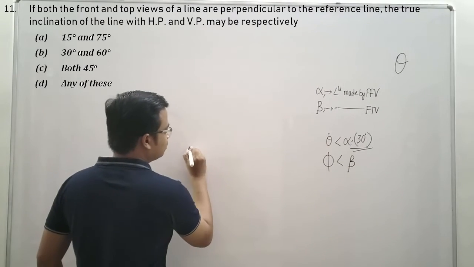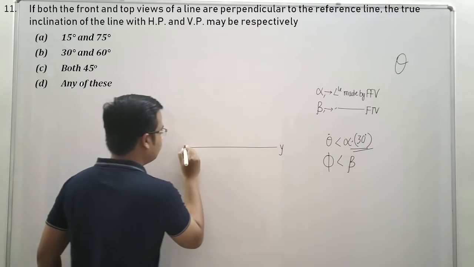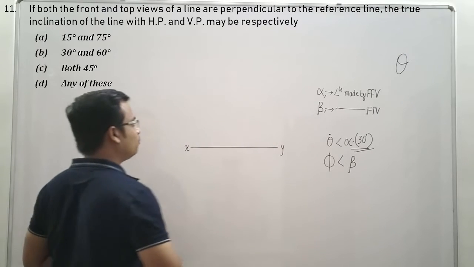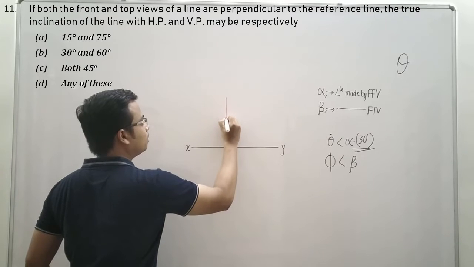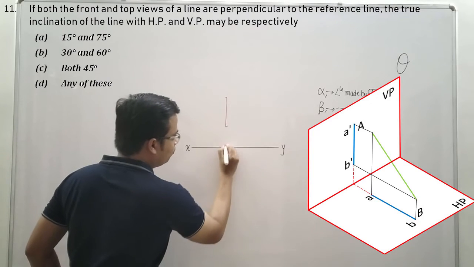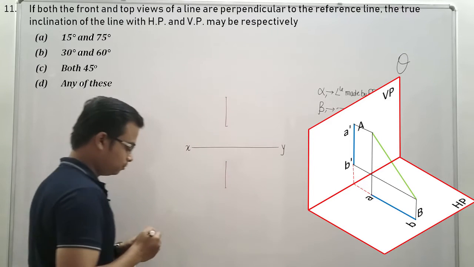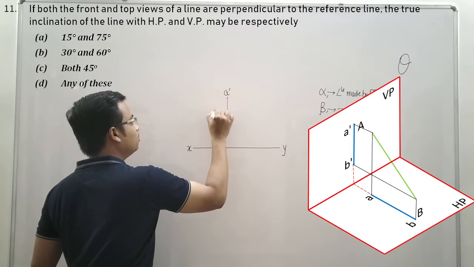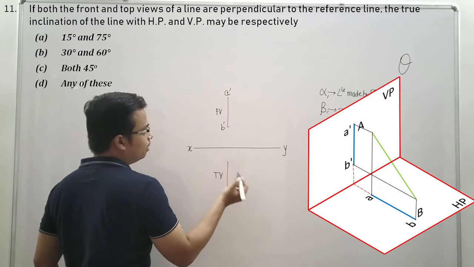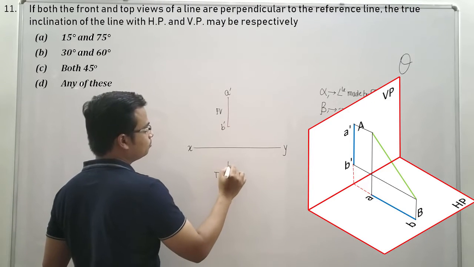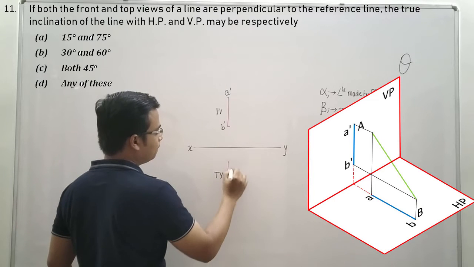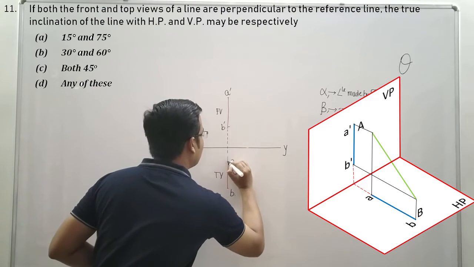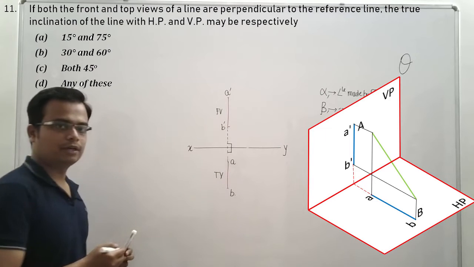Let's say you've got a line like this, X and Y, and let me use a different color. Let's say the front view of a line looks like this. That's the front view. And its top view also looks like this. Let's call this A dash, B dash. That's the front view of the line, and that's the top view of the line. Let's say this is A and B. Now, both of them make a 90 degree angle. So what is this case?